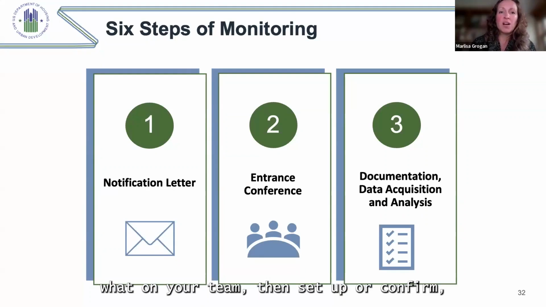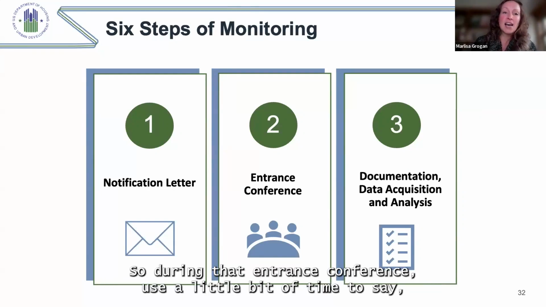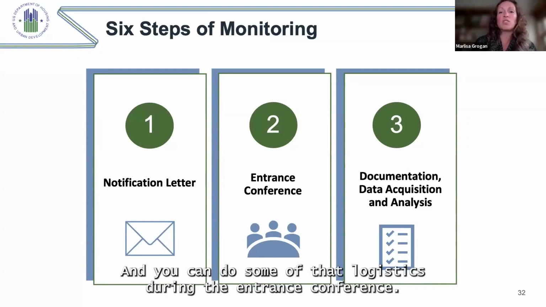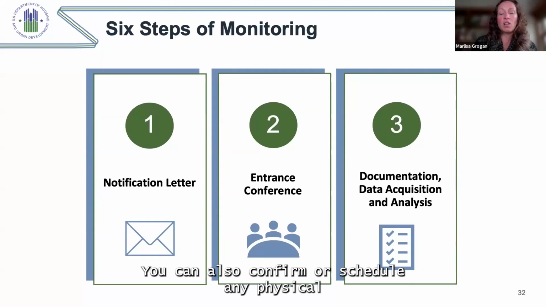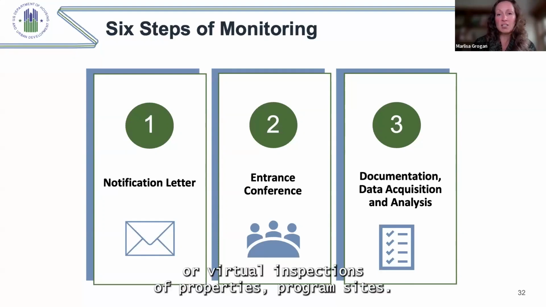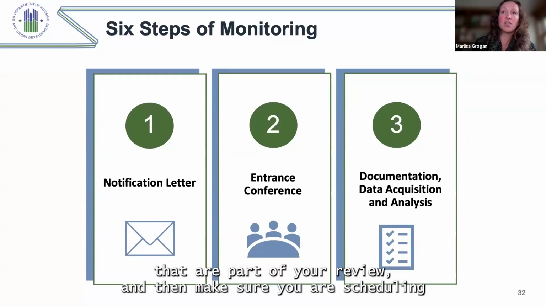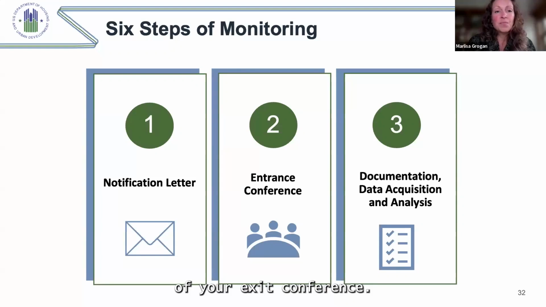Then set up or confirm meeting or interview times with subrecipient staff or clients. So during that entrance conference, use a little bit of time to say, okay, I need to meet with the executive director. When are you available? And you can do some of that logistics during the entrance conference. You can also confirm or schedule any physical or virtual inspections of properties, program sites. Make sure that you're gaining access to the needed files or work areas that are part of your review, and then make sure you are scheduling or confirming the time and the location of your exit conference.